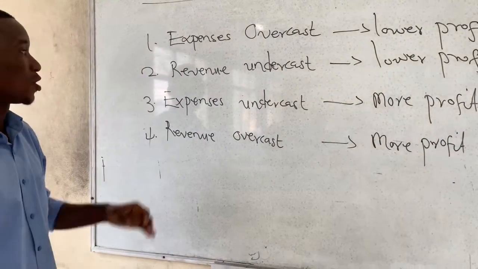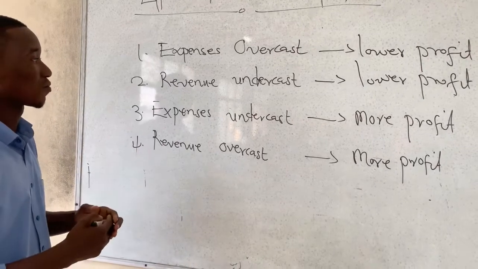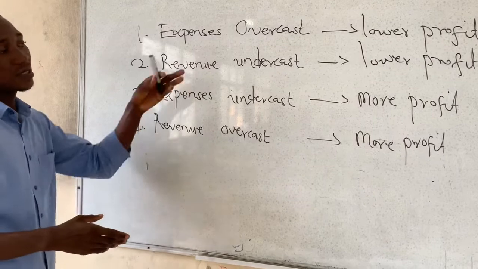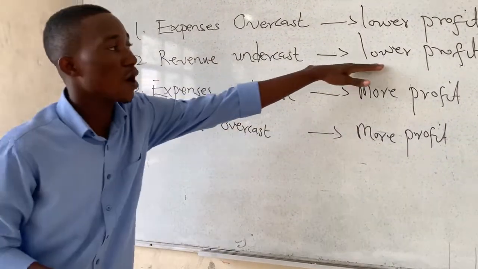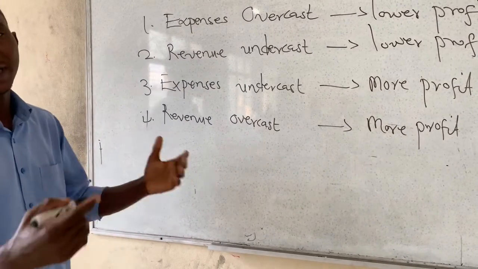It is going to lower your profit. Is that okay? So let's also talk about the revenue aspect. In the revenue aspect, we may consider maybe sales. Sales is a revenue, and sales account maybe undercast. It will still lower your profit. Okay, let's talk about other revenue. Let's say discount receipt.